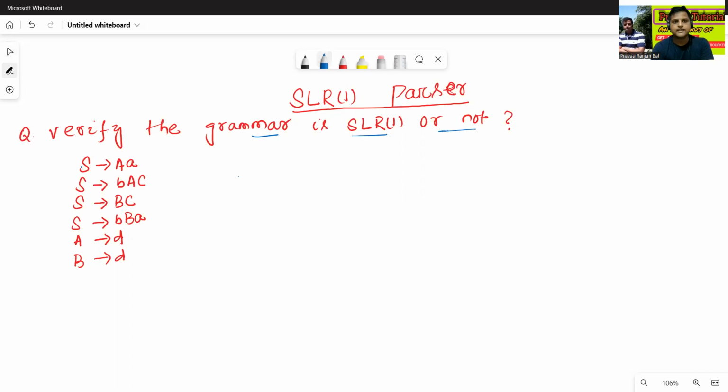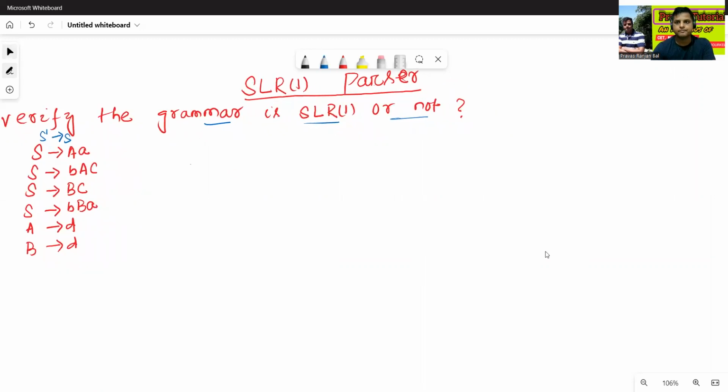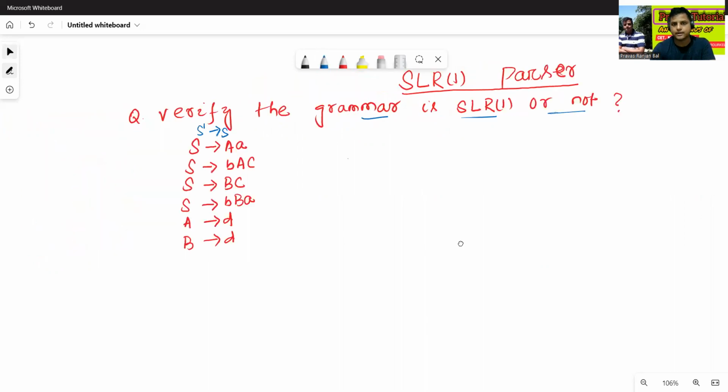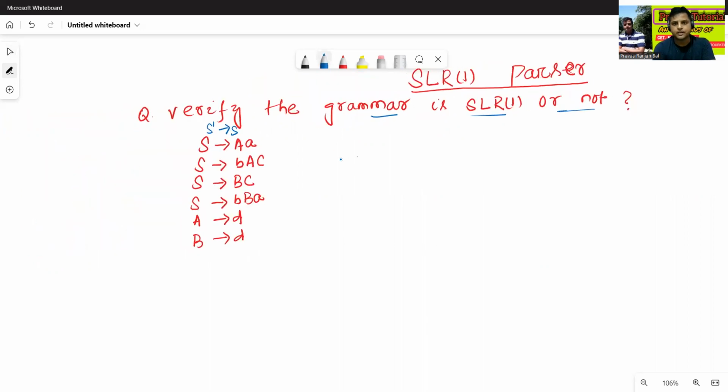So this is the given grammar. We just add the augmented production S prime to S. Now we'll construct the LR0 items. S prime to dot S. Now we'll find the closure of S.